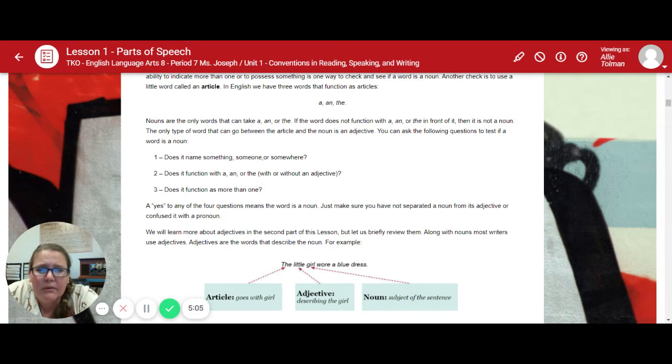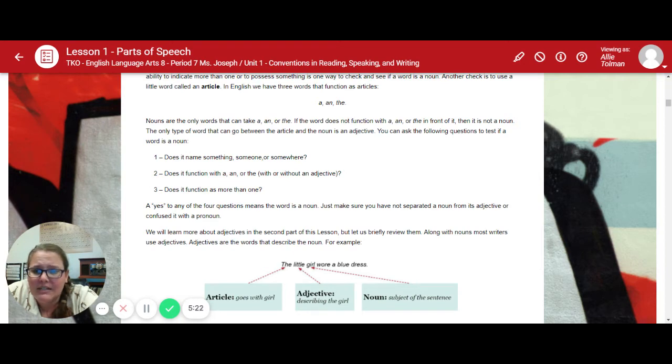You can ask the following questions to see if a word is a noun. 1. Does it name something, someone, or somewhere? 2. Does it function with a, an, or the without the adjective? Or 3. Does it function as more than one?